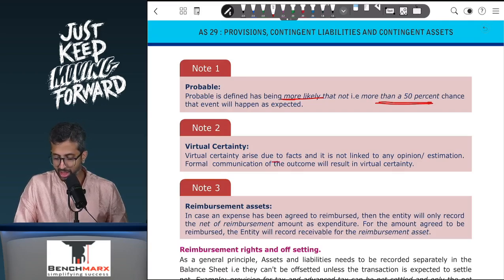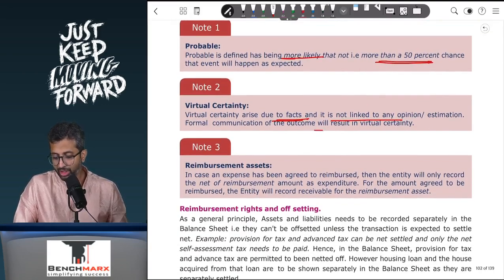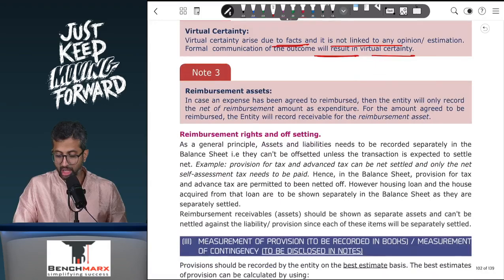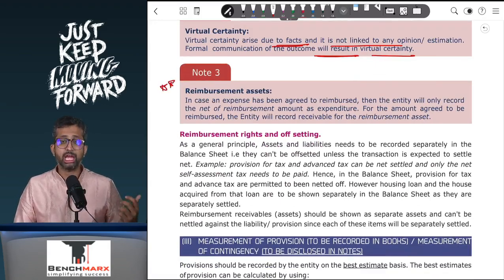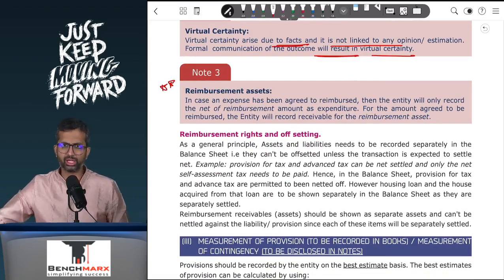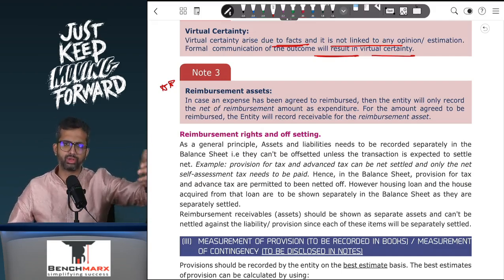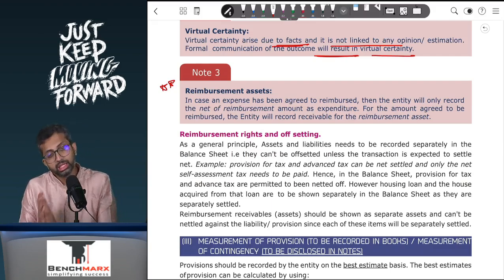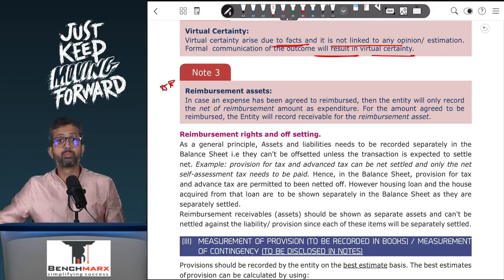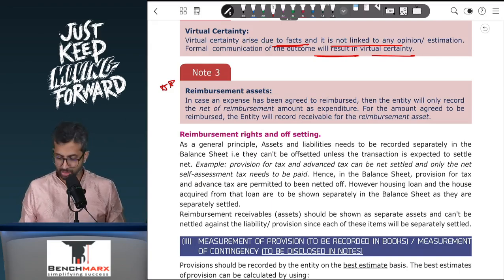Virtual certainty is arising from facts and is not linked to any opinion or estimation. Formal communication will result in virtual certainty. And reimbursement assets. Institute likes asking you questions. Reimbursement comes in various forms. Let us say you have an obligation to repair, let's say a warranty obligation, but someone has agreed, let's say the manufacturer has agreed, that he will reimburse this cost to you. In which case I will show a separate provision, a payable for the warranty, and at the same time I will show a separate receivable, a reimbursement, if it is virtually certain that the reimbursement is going to happen.